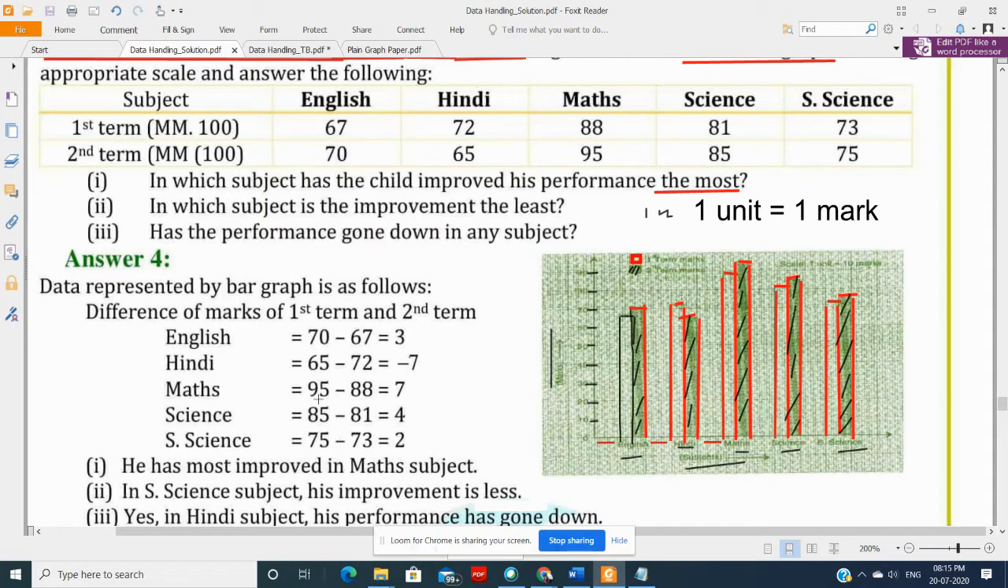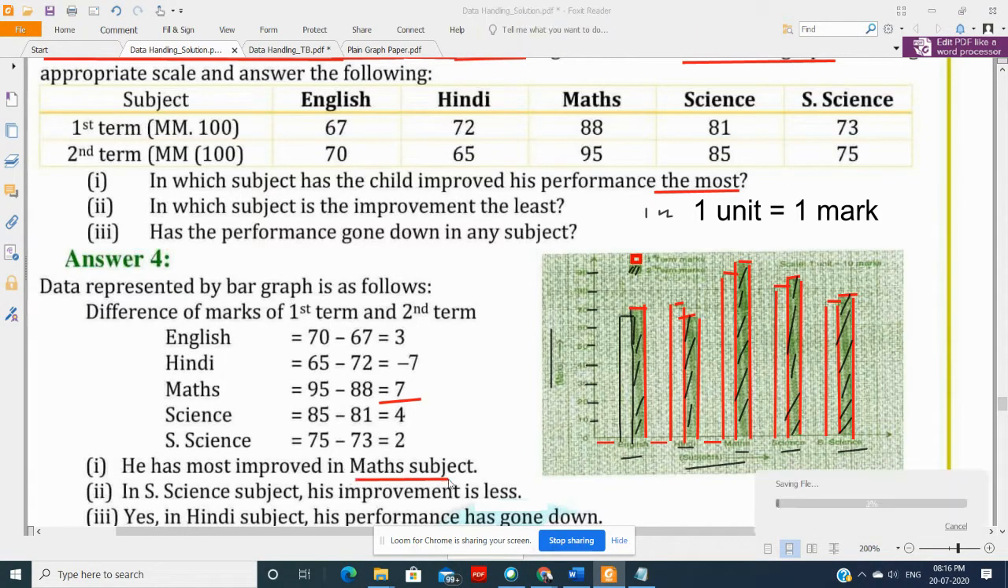In maths, positive, because from 88 he has gone to 95, so it is +7. In science, 81, 85, so +4 because he has improved. In social science also he has improved 2 marks. Okay, so in which subject has he improved the most? You can see from here itself that +7, and that is maths. So he has improved in maths the most.